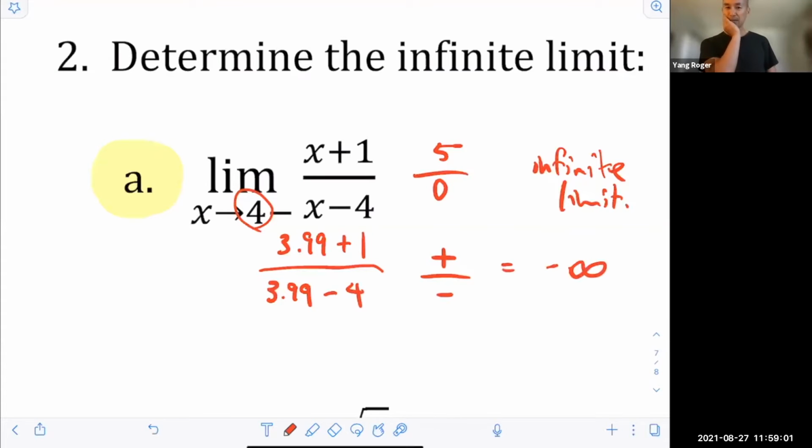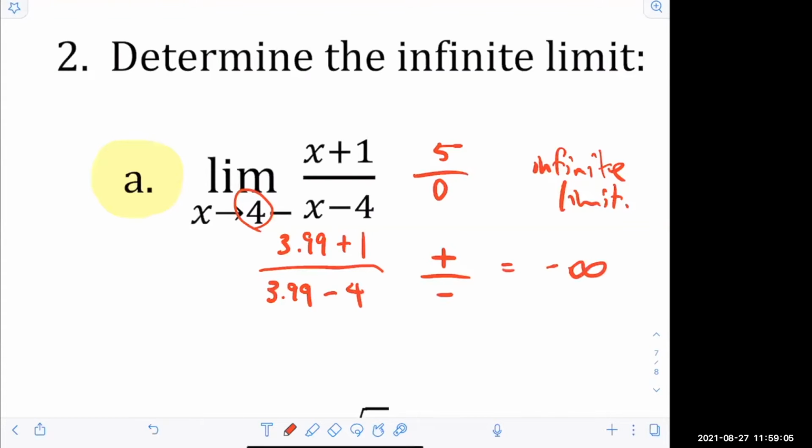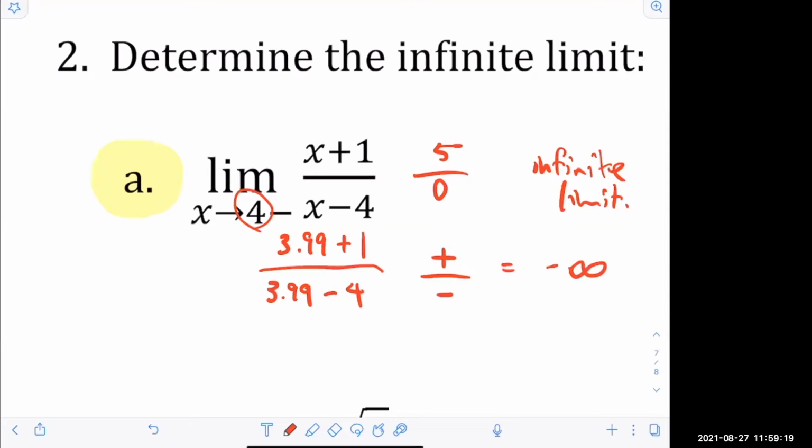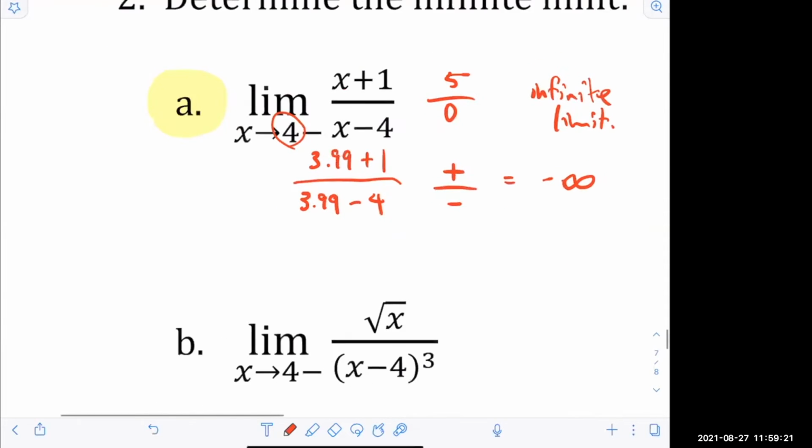Does that help, Steph? Oh yeah. So when it's coming from the left, we kind of imagine the number on the graph from the left side. Yeah, I was thinking like, do I need to use the negative number? Nope. But I get it. Good. Okay.